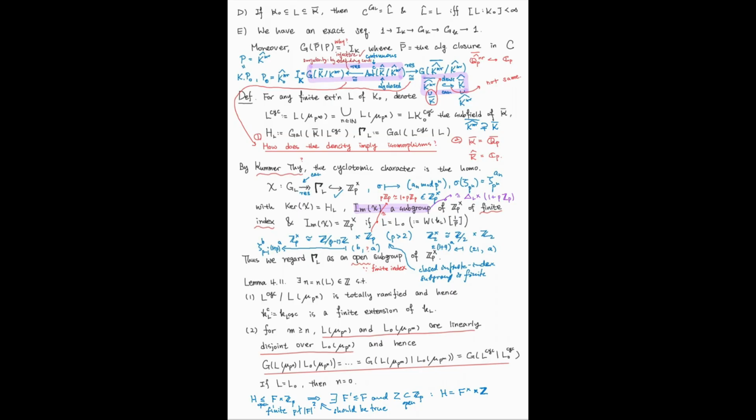Okay. So for any finite extension L of K0, we can denote L superscript sig as L adjoining mu p infinity, that is the union of L adjoining mu p to the n. And that is the same as L K0 sig, and that is a subfield of K bar. And there is H_L and gamma_L.